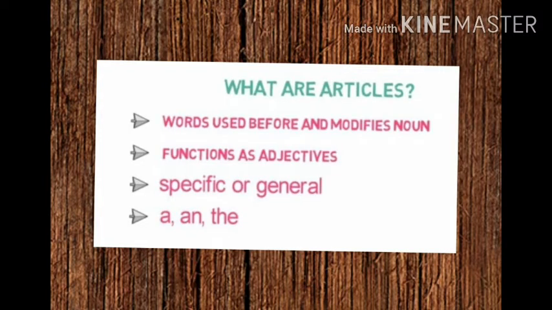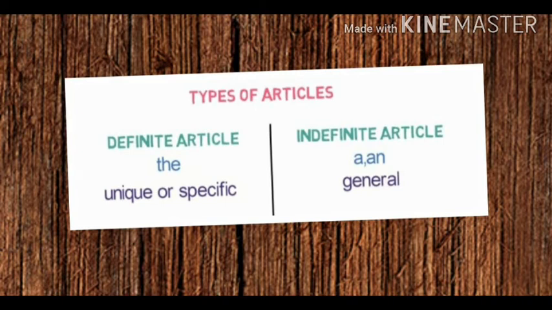Now, let's see what does an article do. Articles are the words used before a noun or they also modify the noun. They function as adjectives. They can be specific or general, and the articles that are listed are a, an, and the. Now let's see what are the two types of articles. So there are two types. The first one is a definite article and the second one is an indefinite article.